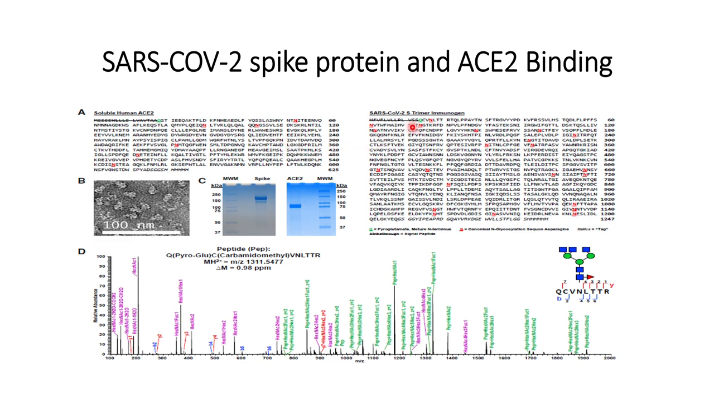And similarly, in the SARS-CoV-2 trimer, we can see that this soluble ACE2 is the ACE2 that has been separated from the plasma membrane of the cell after treatment with ADAM. And this SARS-CoV-2 trimer has been prepared and stabilized in a manner that it resembles more closely the actual SARS-CoV-2 spike protein.